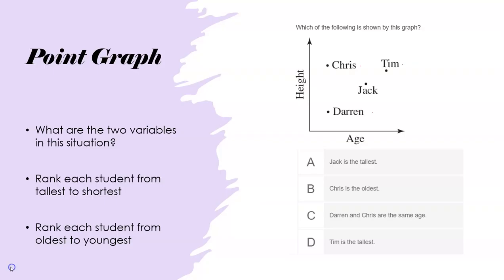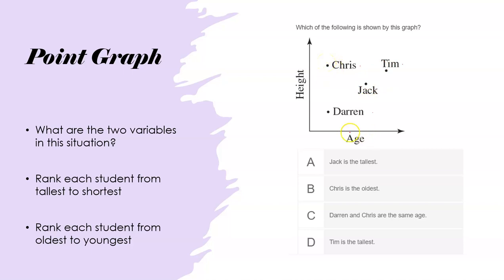Hi everyone. In this video we'll be looking at interpreting graphs. We'll be looking at point graphs, line graphs and linear graphs. This first graph is a point graph. You can see on the graph that we have 4 students. Each student is represented by a point on the graph.